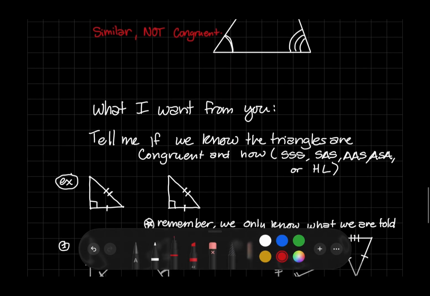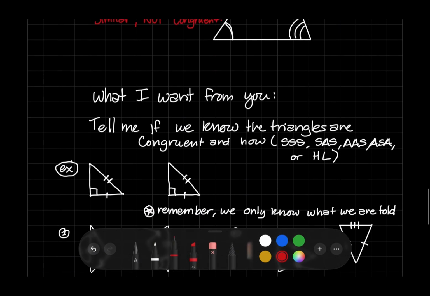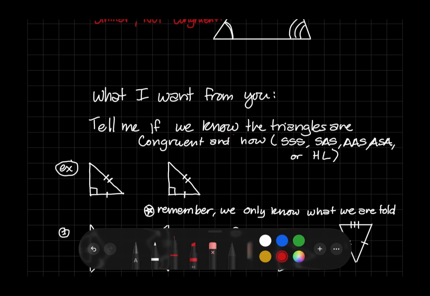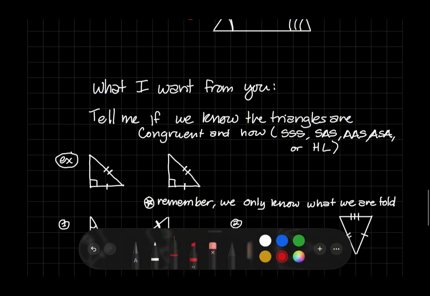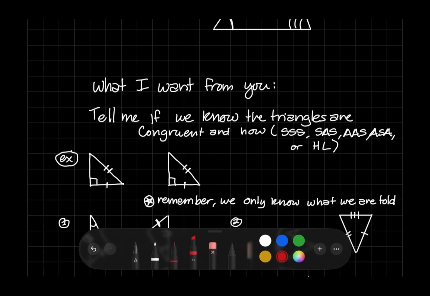All right? Now, here's what I want from you. I want you to tell me if we know that the triangles are congruent and how. So you're going to tell me if it's side, side, side, side, angle, side, angle, side, angle, or hypotenuse leg. And I'm going to show you an example of how to do that. All right? So let's see. I know these two triangles are right triangles. So I know right off the bat that I can only use hypotenuse leg.